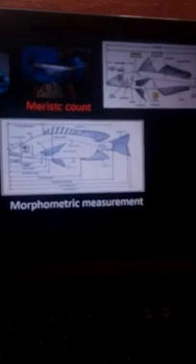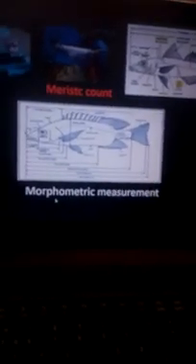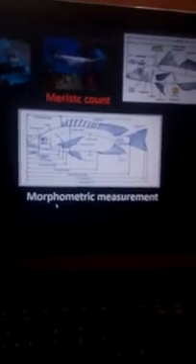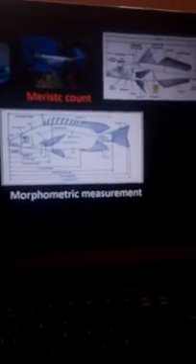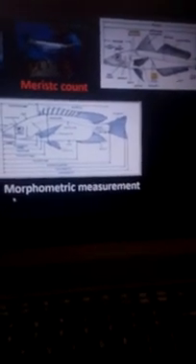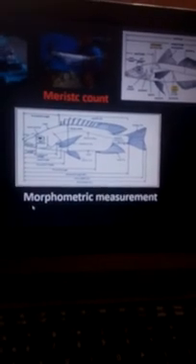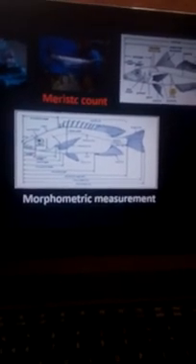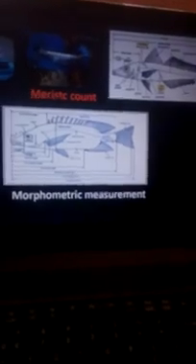The next one we call is morphometric measurement. Morphometric measurement is just the measurement of the different lengths of the body parts of the fishes, as shown in the diagram here.